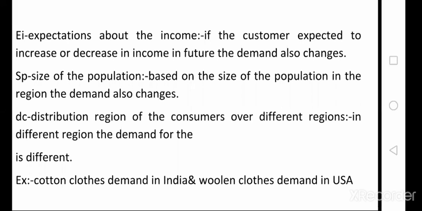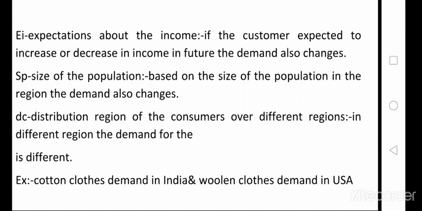Or if the customer has the information that in the future his salary is very low, with some income tax deductions, that means next month he gets less salary. So he purchases very little at present. That is, he saves money at present for use in the future. So changes in expectations about the customer's income change the present demand for the product.